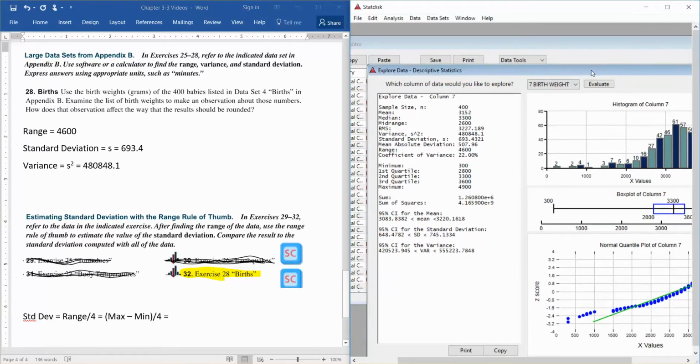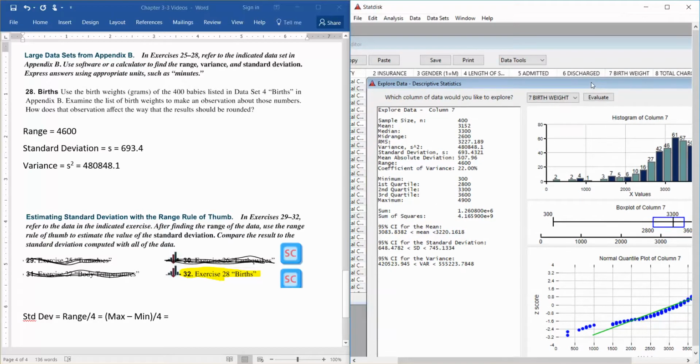When I go to Appendix B and look up the birth weights, they are in grams. The range is in the same units as the original data. The standard deviation is in the same units as the original data, but the variance is in squared units. So the variance is in squared grams. Again, this is why we don't talk about variance. It's in units that don't really make any sense. You can't really interpret a squared gram.